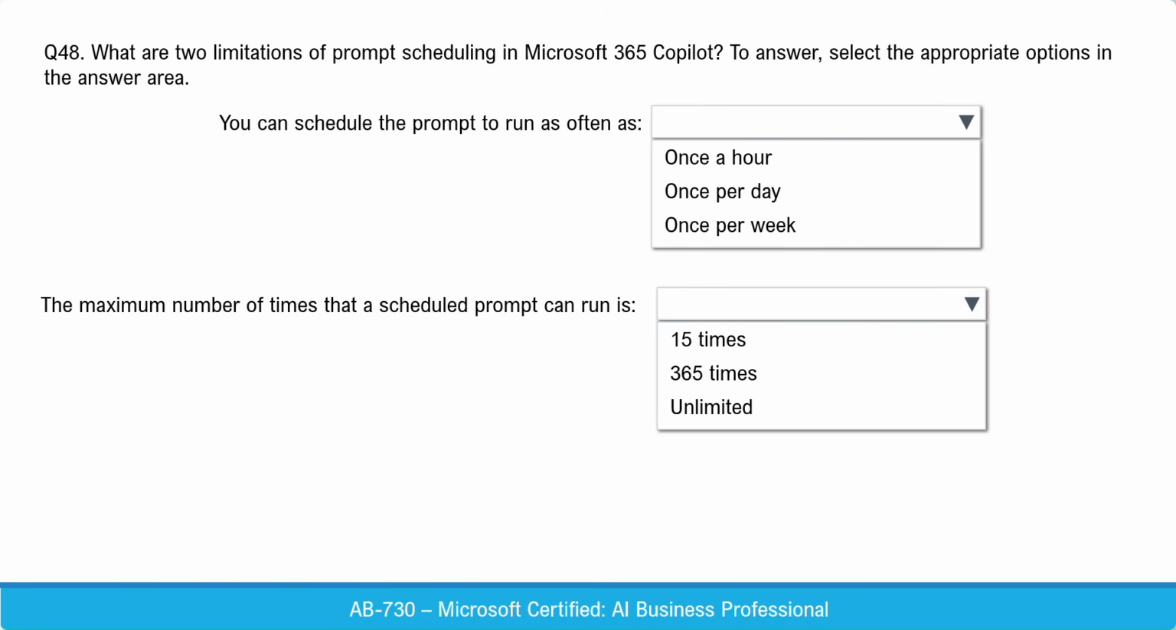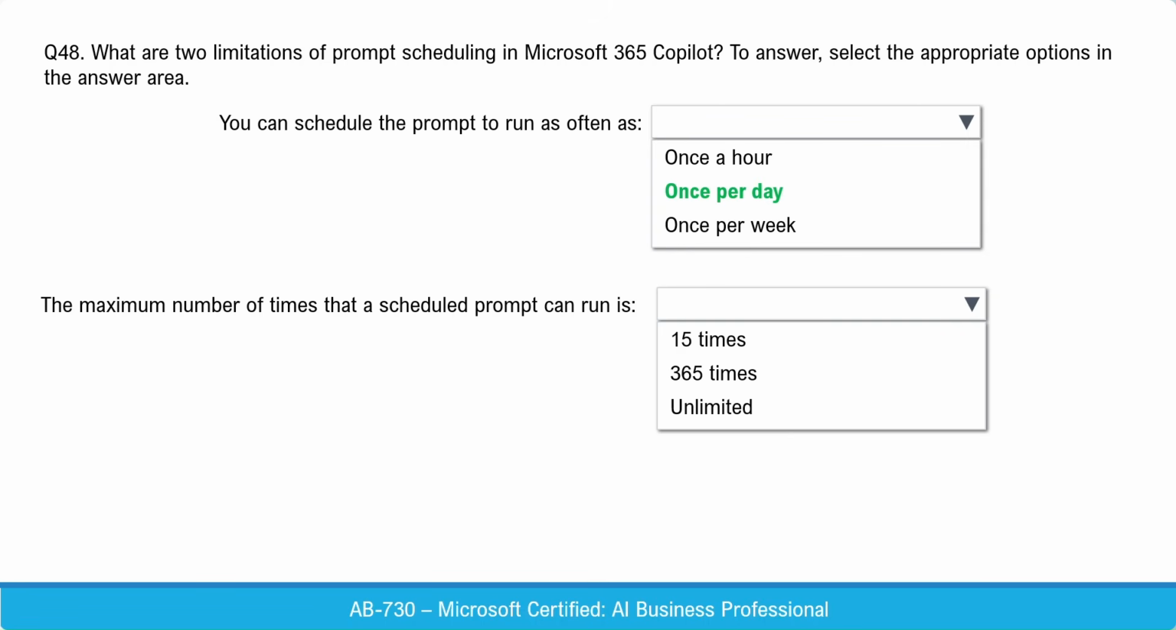Next question. What are the two limitations of prompt scheduling in Microsoft 365 Copilot? To answer, select the appropriate options in the answer area. You have been given basically two questions. First one is you can schedule the prompt to run as often as once an hour, once per day, once per week. And the second part is the maximum number of times a scheduled prompt can run is 15 times, 365 times, or unlimited. The correct answers are, for the first part, it's once per day.